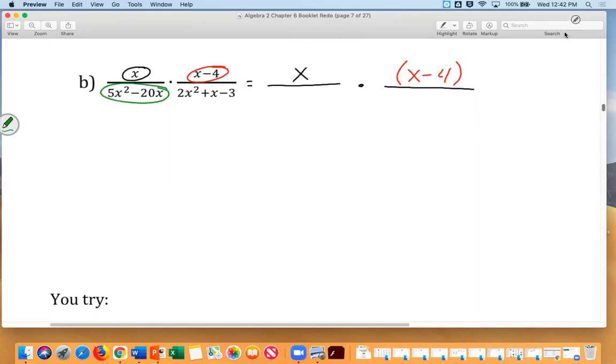Here, this green one. 5x squared minus 20x. Okay, I'm going to factor out a 5x. 5x squared divided by 5x is x. Negative 20x divided by 5x is -4. So I have x minus 4.